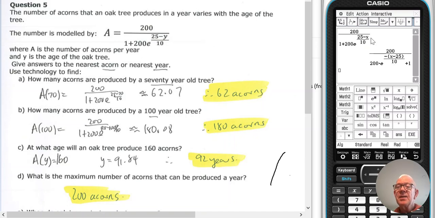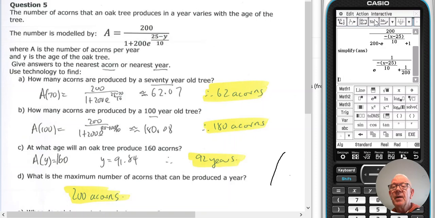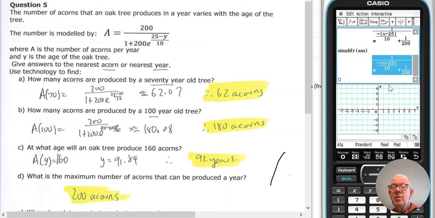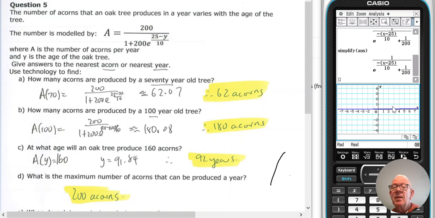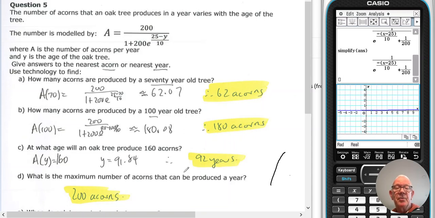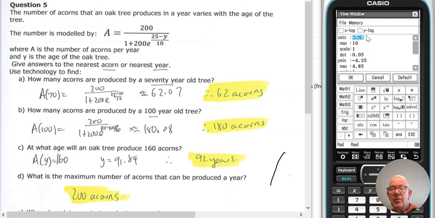And if I press EXE, it didn't necessarily change it. If I was to press simplify, it made it something that wasn't as nice as what it previously was, so I won't simplify that answer. Okay, so let's have a little look down here to see what this graph's going to look like. I can see that I'm going up to about 100 years or so. I might change my window from 0 to say 200.